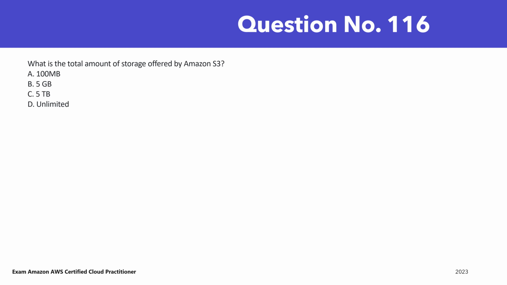What is the total amount of storage offered by Amazon S3? A. 100 megabytes. B. 5 gigabytes. C. 5 terabytes. D. Unlimited. Correct answer, D.